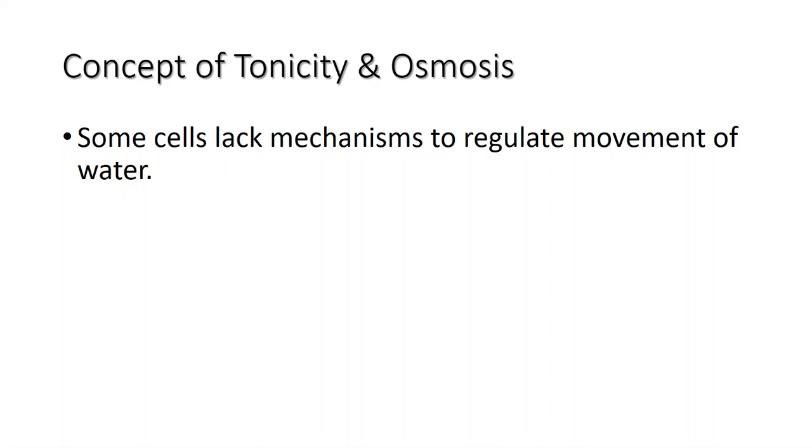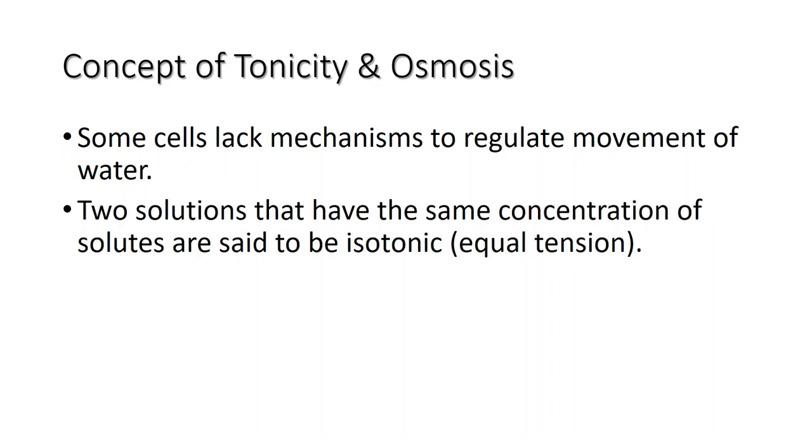So, it is important that these cells are exposed to an environment in which the concentration of solutes outside the cells is equal to the concentration of solutes inside the cells. Two solutions that have the same concentration of solutes are said to be isotonic. When cells and their extracellular environment are isotonic, the concentration of water molecules is the same outside and inside the cells, and the cells maintain their normal shape.